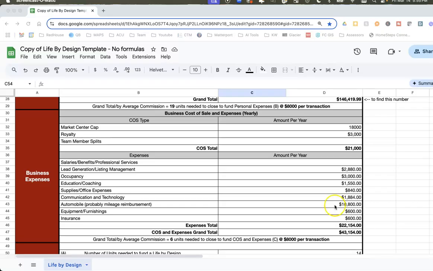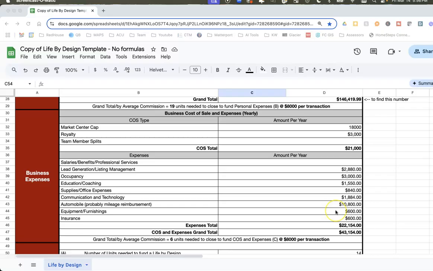$1,884. And then my automobile, this is primarily for my business expense of my automobile. I'm paying myself on average about $900 a month in mileage. I use the IRS rate for mileage. I reimburse myself for that mileage. That's my company, I should say, my business reimburses me for that money. And it comes to about $10,800 per year, which, by the way, you can pay for a pretty nice personal car with $10,800 per year.